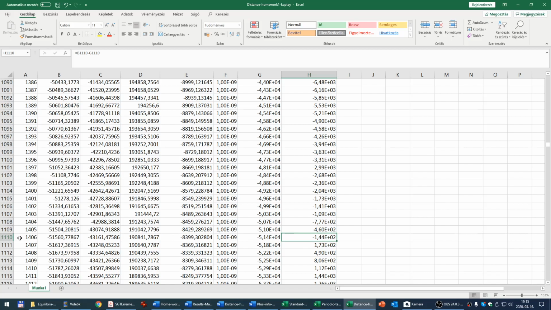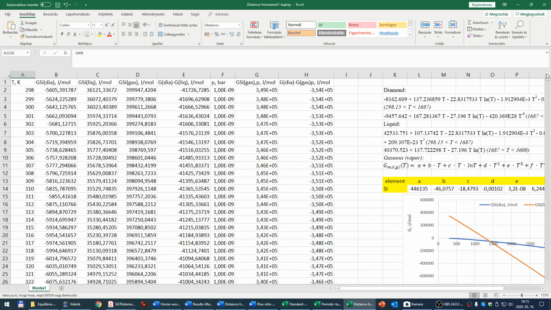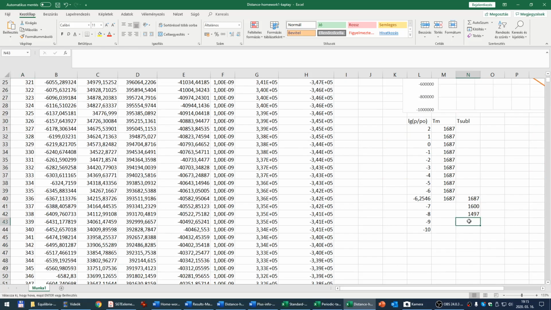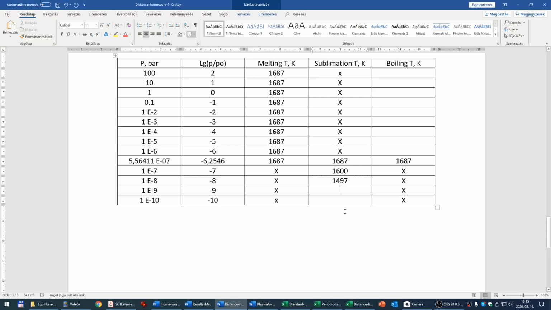Well, this is a little bit better. I select this solution for myself. Put it into my table. 1406. 1406. Seems to be okay.